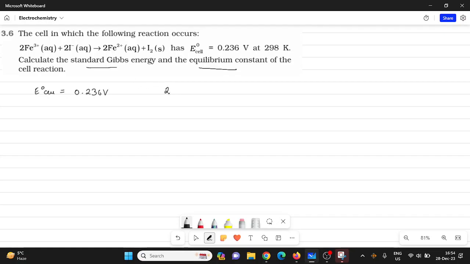So you have 2Fe3+ plus 2 electrons gives 2Fe2+, because it's gaining 2 electrons. And I- is underneath Fe in the electrochemical series, so it will undergo oxidation. 2I- gives I2 plus 2 electrons. So the number of electrons taking part in this reaction is 2, so n will be equal to 2.